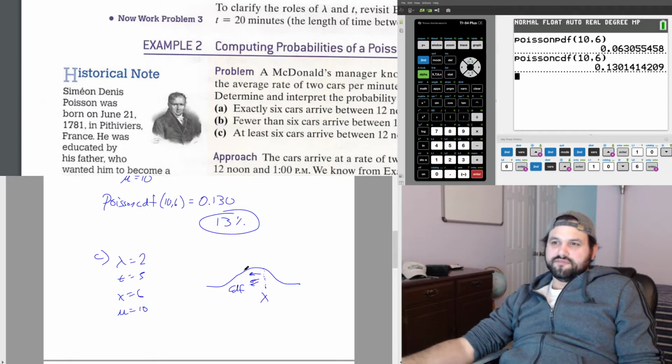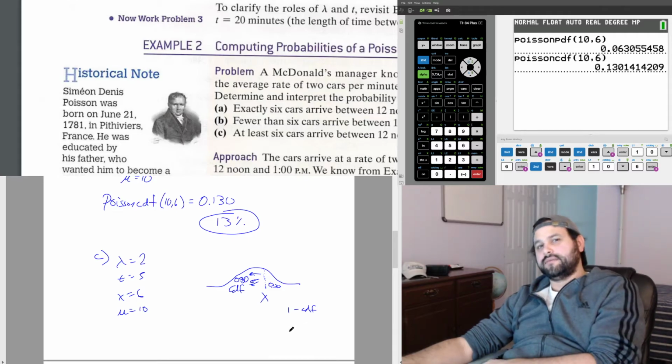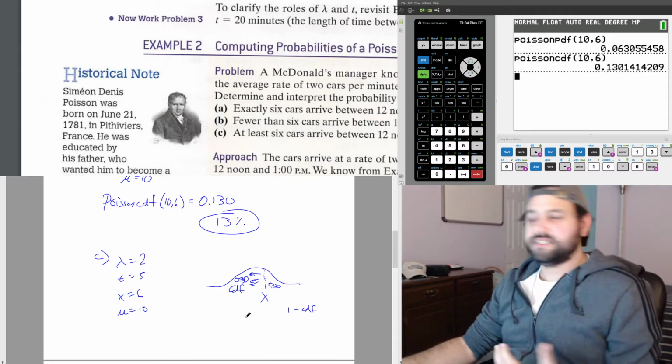So for example, if this, let's say, turned out to be 0.8 or 80%, then what would this side have to be? Because it's a probability distribution and it has to add up to 1, this would have to be 0.2 or 20%. Right? So it's 1 minus the CDF to get the other side. Okay? And so that's what part C is talking about.